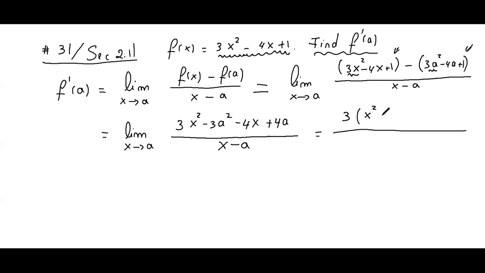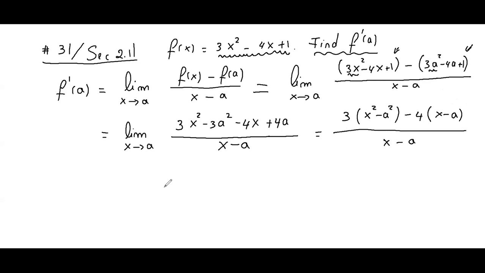3 times the quantity x squared minus a squared. And then minus, and I'm going to subtract. So the thing is, it's minus 4 times, and then there's going to be x minus a. All right, so minus 4x plus 4a is minus 4 times x minus a, divided by x minus a.